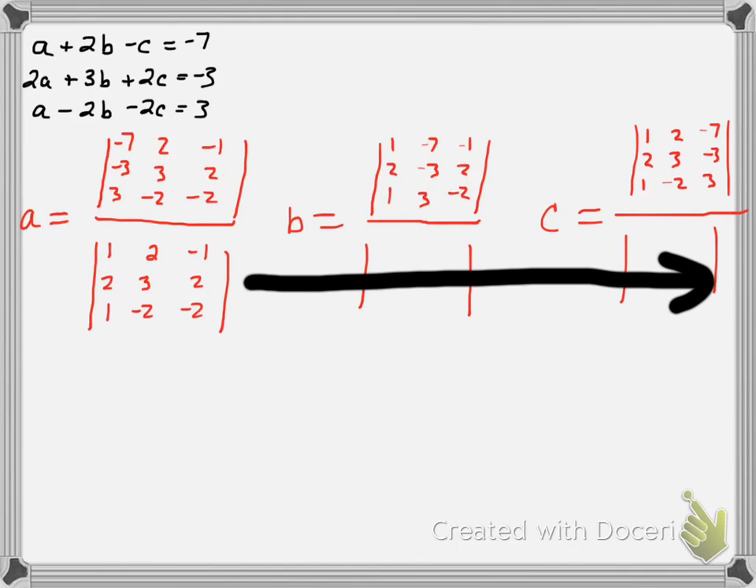Okay? You could do diagonals or you could do expansion by minors. Your choice. Okay? We don't need to go through that process. I'm just showing you how you would do it.